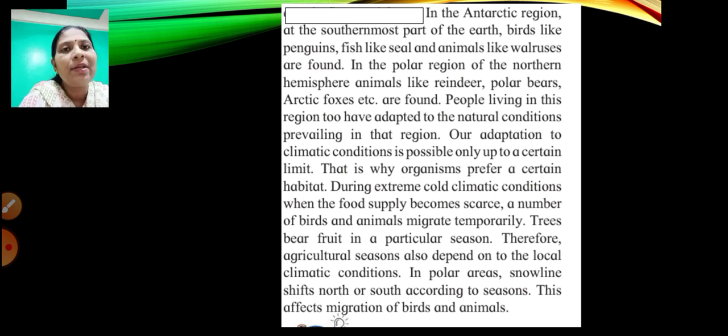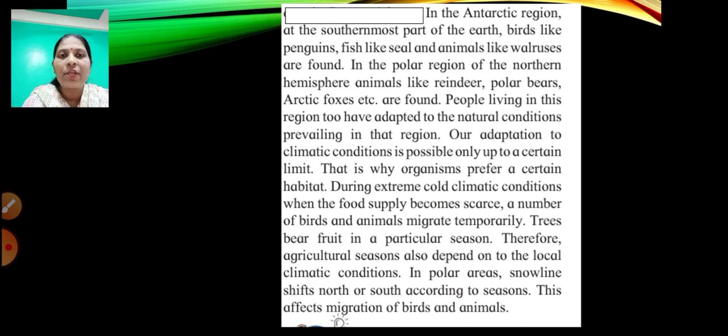So similarly, agricultural seasons also depend on the local climatic conditions. And in polar areas, snow line shifts north or south according to seasons. So what is snow line? Snow line means, when snow falls, the altitude in a particular place above which some snow remains on the ground throughout the year. So even in the summer season, some snow is visible on the ground.